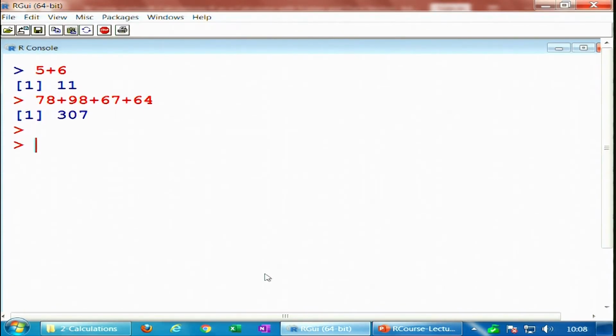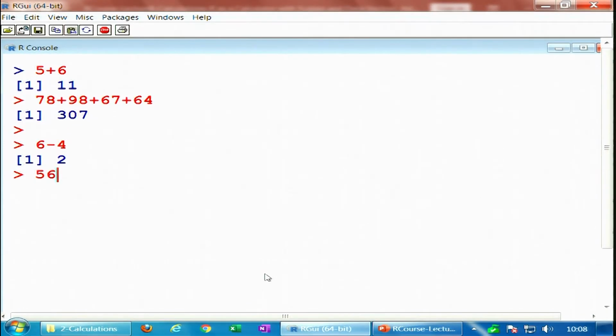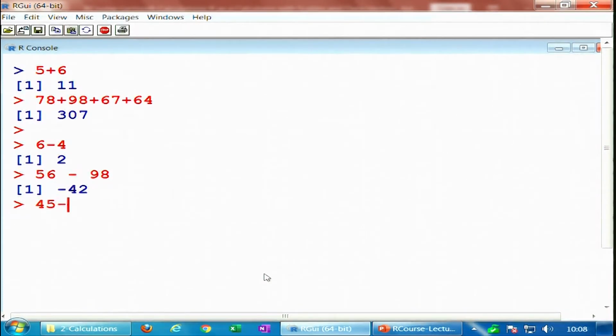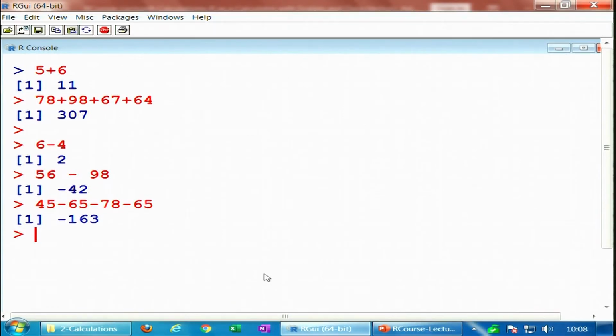And similarly, if you come to subtraction, suppose I say 6 minus 4, you can see this is 2. Suppose I take 56 minus 98, this is going to be minus 42. And similarly, if you take 45 minus 65 minus 78 minus 65, the answer comes out to be minus 163. So, you can see whether I am involving 2 numbers or more than 2 numbers, R can handle it in the usual way as a calculator does.